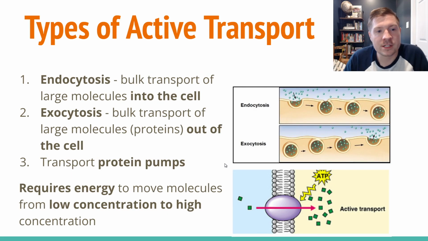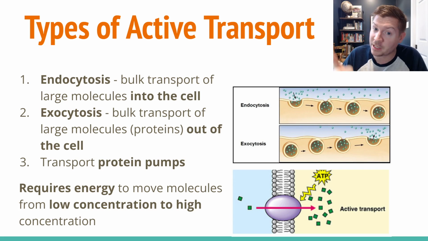All right, to get towards the end here, active transport. Again, these require energy by the cell. This is moving things against the way they would normally move. So starting off, we have endo and exocytosis. Endo means in, exo means out.